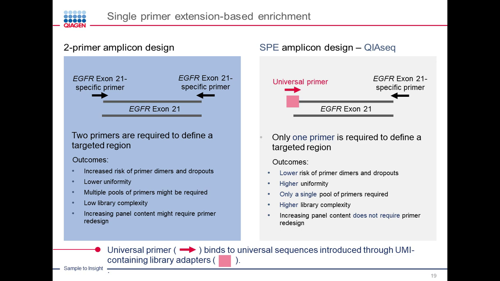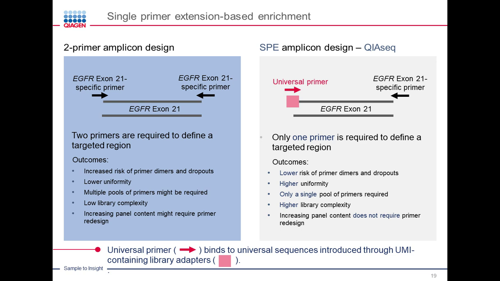So for single primer extension based enrichment, what I want to do here is compare it to the traditional amplicon-based approach that uses 2 primers to define a specific region. Traditionally, we perform amplicon-based sequencing by defining the regions of interest using 2 region-specific primers. As an example, I'm using exon 21 of EGFR, and with the 2-primer amplicon design approach, you would need to define exon 21 of EGFR using 2 primers that are specific to that exon.